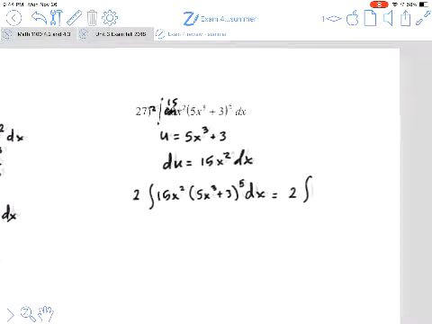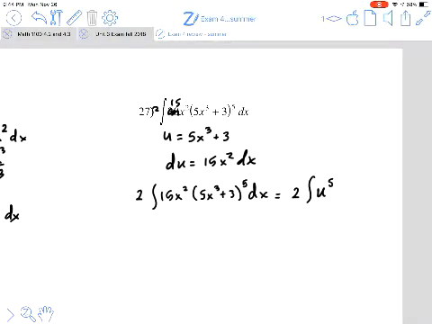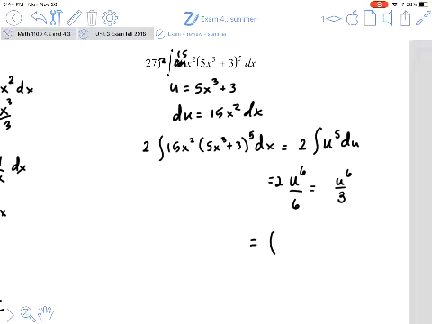So we can make the u substitution now and call this u to the 5th power. And the antiderivative is u to the 6 over 6, which is u to the 6, because the 2 and the 6 cancel the 1/3. So this is the answer there.